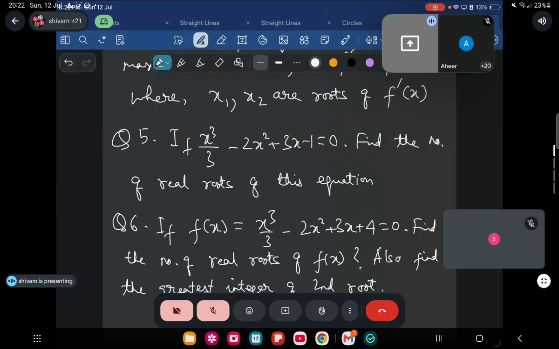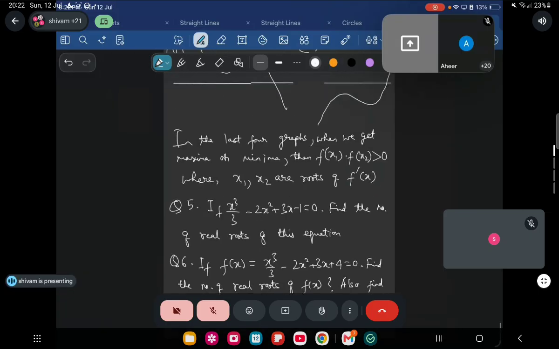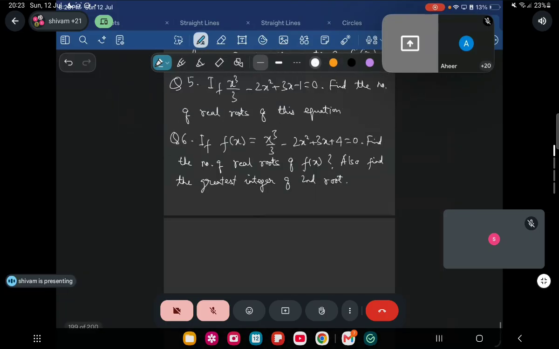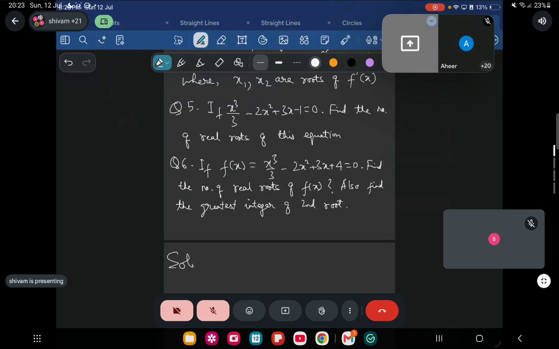Okay, first one I'm solving. Pay attention, everyone. X cube by 3. First one, let me see. Correct. First one, correct. Pay attention, everyone. X cube by 3, right?